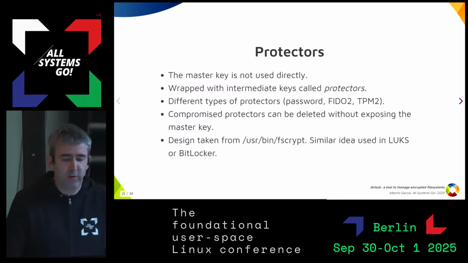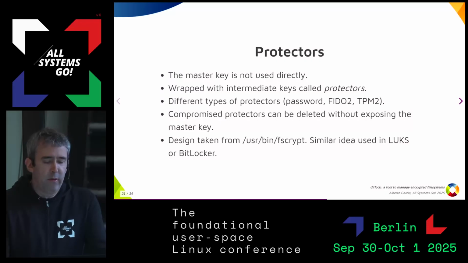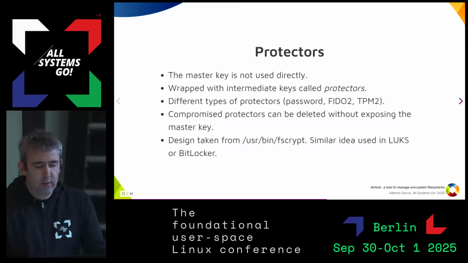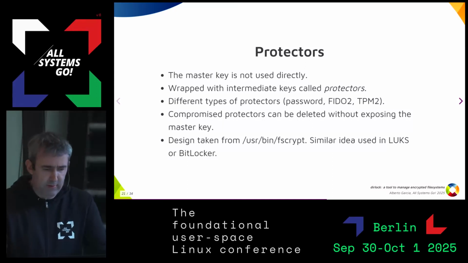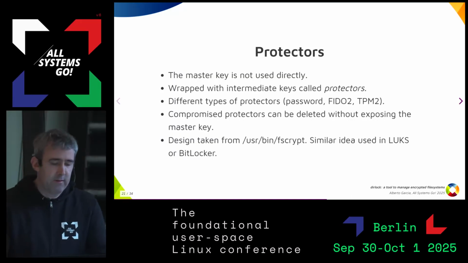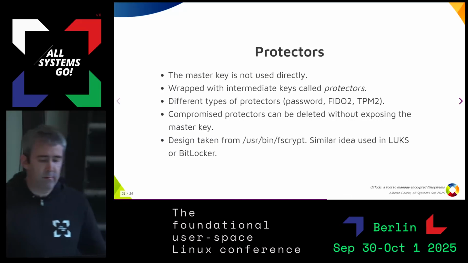So what we do is we don't use the master key directly. We protect it with intermediate keys called protectors. We have different types of protectors depending on the method you use to unlock them. There's password, FIDO, and TPM at the moment. This offers flexibility, and it also allows that if a protector is compromised, you can get rid of it without exposing the master key. This is the basic design taken from the fscrypt command line tool.